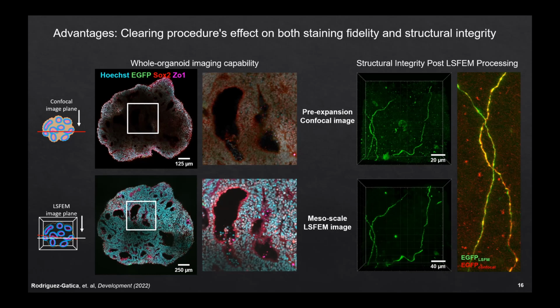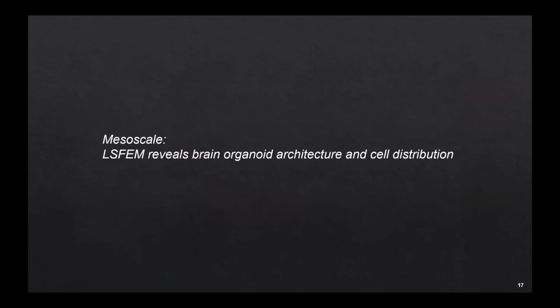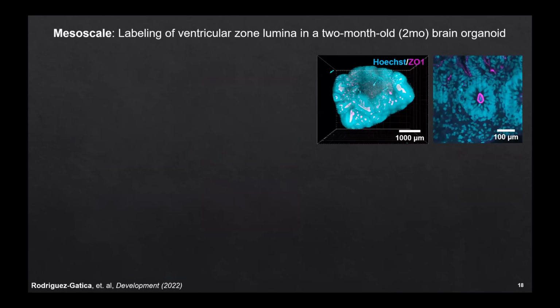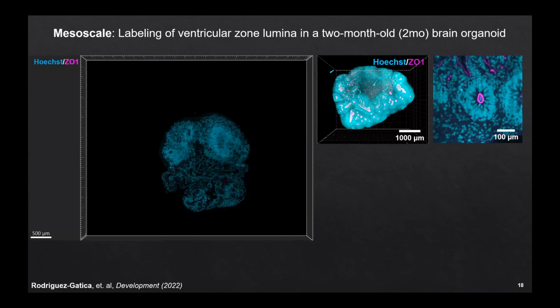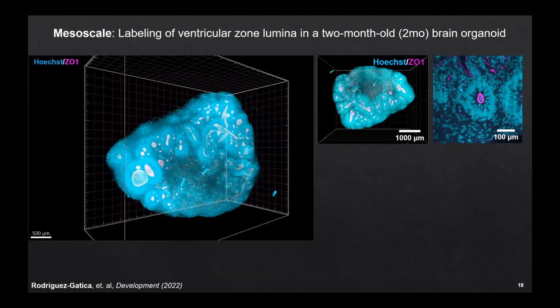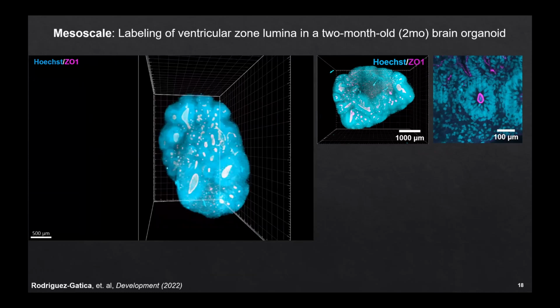So we want to see these organoids in the mesoscale in order to see general architecture and cell distribution. And here we have a 2-month-old organoid with nuclear staining and ZO1 to see the lumen of the rosette area, where all the cell proliferation and differentiation is happening. We are able to scan this with a low magnification objective, but that volume was still made with several tiles.